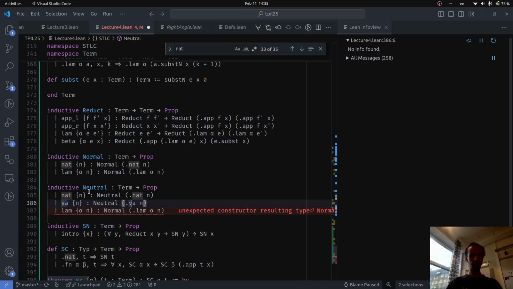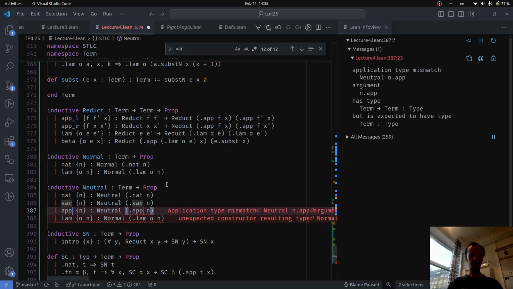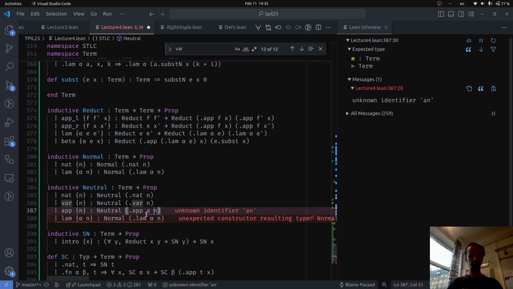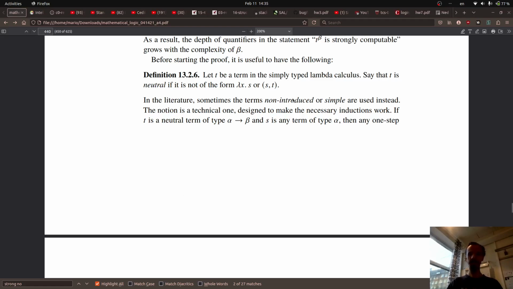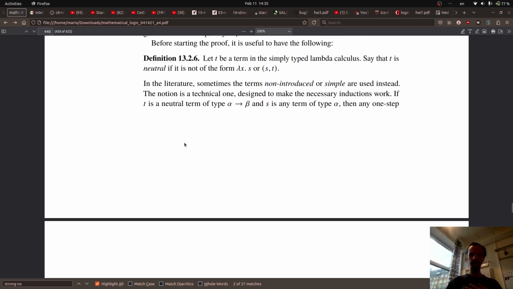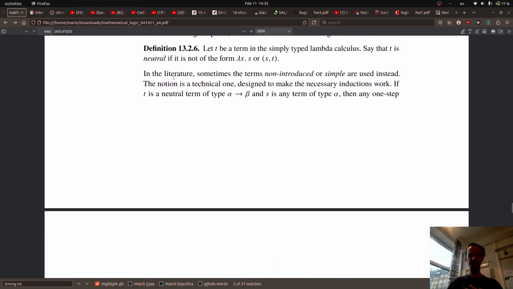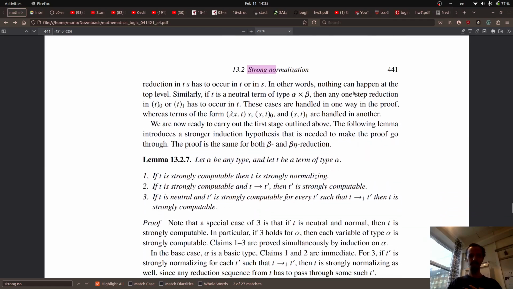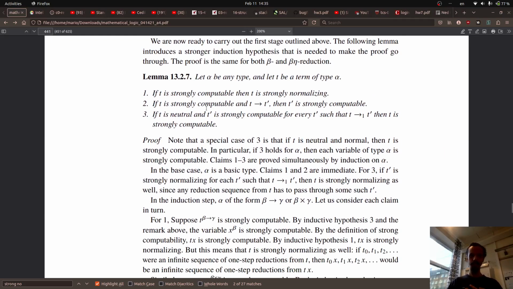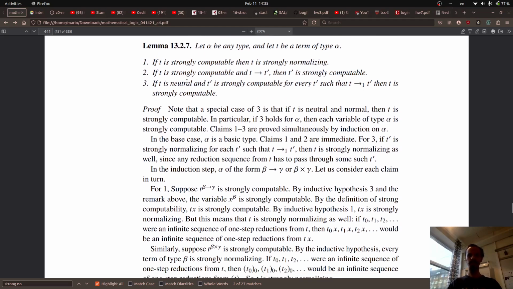So variables are neutral, natural numbers are neutral, and applications are neutral, I guess. Huh? That seems weird. That's what it says. It's a technical definition needed to make the induction work. Okay, so here's the main lemma.